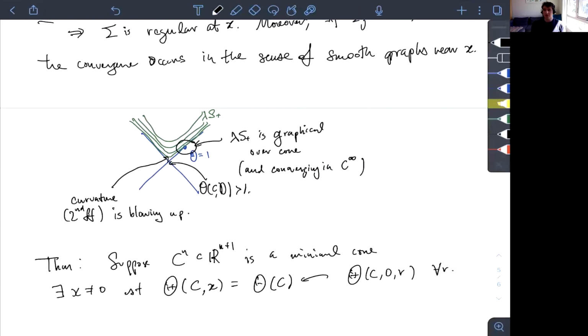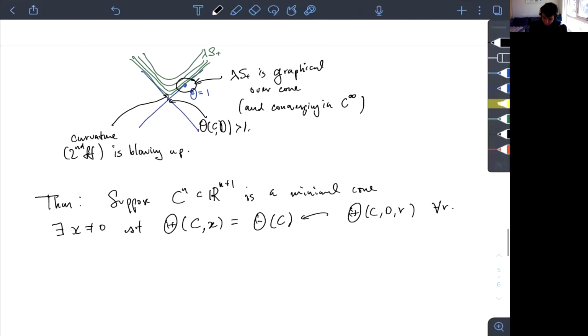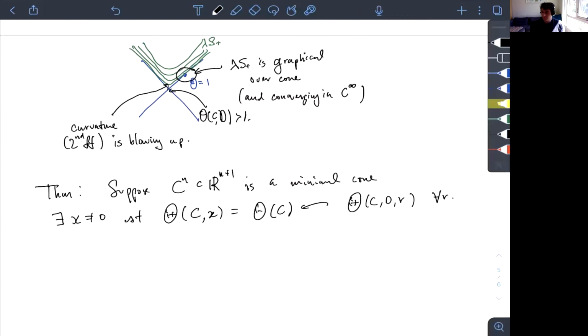Okay, so for a cone, the density ratio is invariant as you scale the size. But it's not true that if you center the cone at a different point, the density ratio is invariant. Again, for the Simon's cone, we've seen that if you center at a point not the origin, the density ratio starts at 1. Okay. And so let me just draw the picture. Here's the cone. Here's the point x.